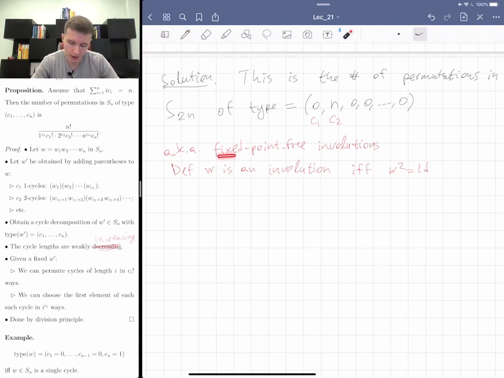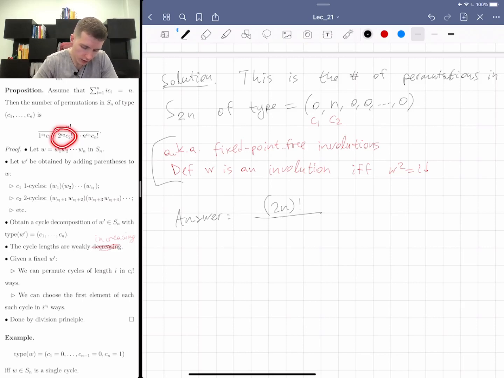And fixed point free means that there should be no fixed points. So there should be no cycles of length 1, and therefore they all have to have length 2. Anyway, I'm going to discuss involutions a bit later, but for now let me go back to applying this formula to compute the answer. So the answer by the above formula is 2n factorial over the only not equal to 1 term, which is 2 to the n times c2 factorial times n factorial.